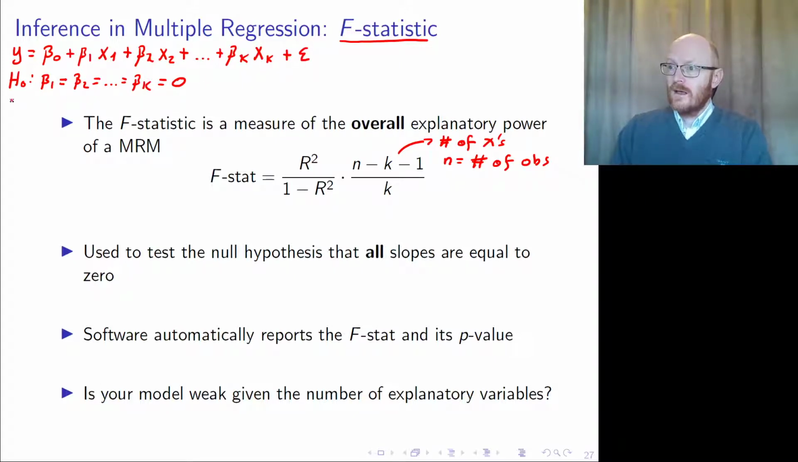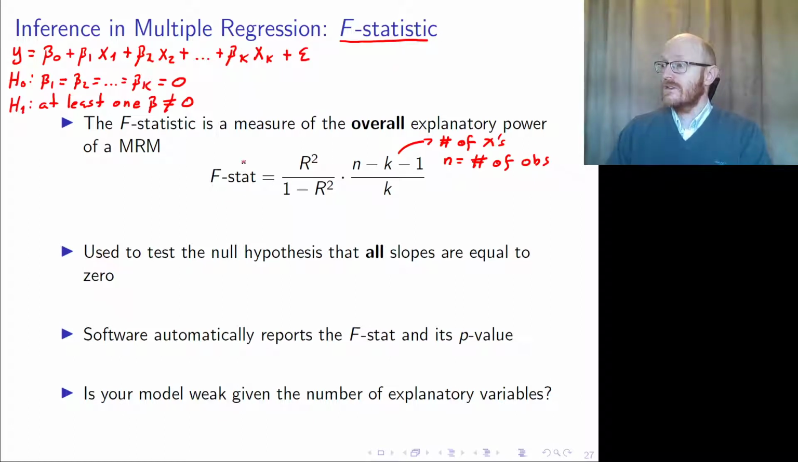Okay, and the alternative hypothesis is that at least 1 beta is different from 0. Okay, so you have at least one significant slope.